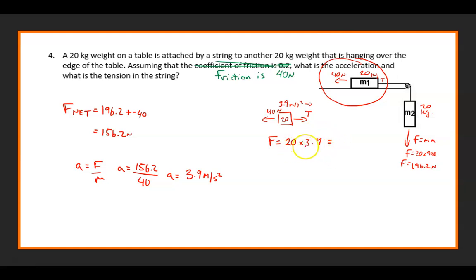and so 20 times 3.9 is going to be 78 newtons. So it's 78 newtons altogether, the tension and the force of friction. So we can also say that that is equal to the tension and the force of friction. So 78 is equal to the tension plus negative 40, because it's going the opposite direction of that acceleration, which means you get 118 newtons as being your tension.